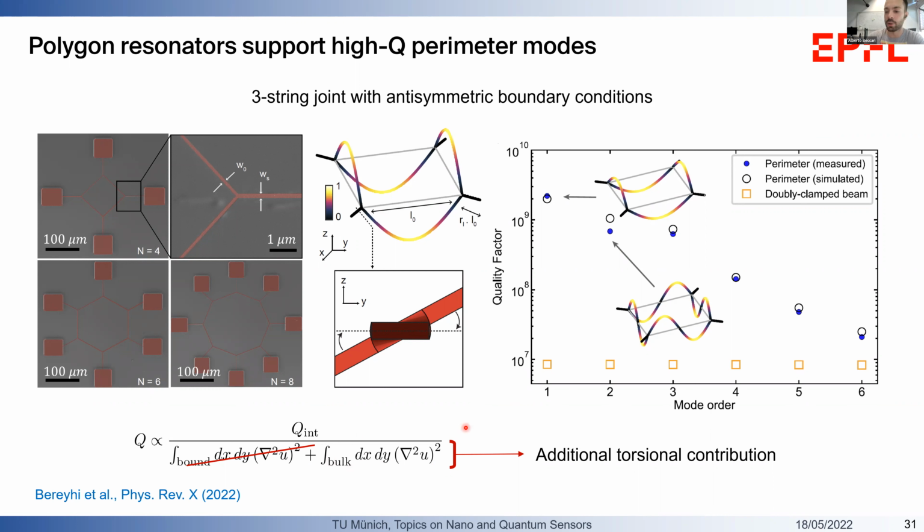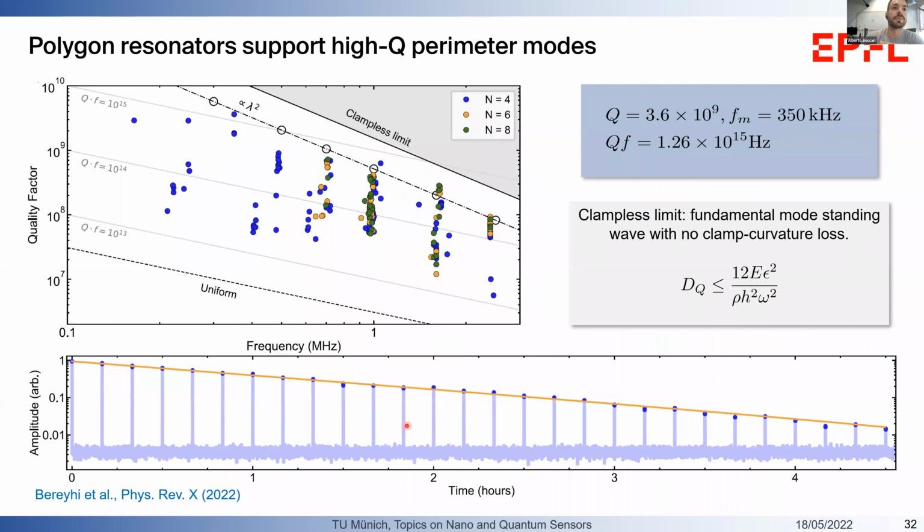But nevertheless, it's a contribution that scales quadratically in lambda, just like the distributed bending or distributed curvature contribution. Therefore, we still have a soft clamped scaling. And we measured many of these polygon resonators. The performance of the perimeter mode is not very strongly dependent on the number of sides of the polygon, or whether it's a regular polygon or not. It gives pretty high dissipation dilution for a large parameter space.